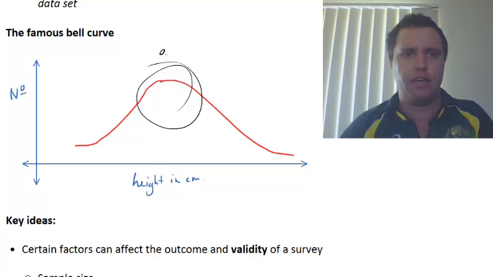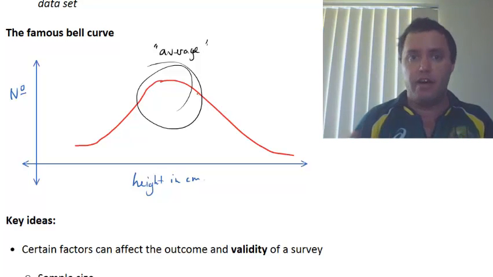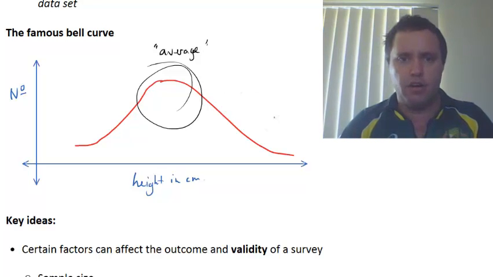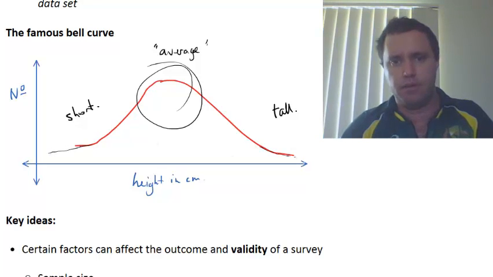Now, what you're going to expect is that a lot of people will have an average amount of height. This is our average area in the middle here. So we're going to expect a lot of people to have an average height, and as we get out to people who would be considered tall and people who would be considered short, you're going to get less and less people as we go along.